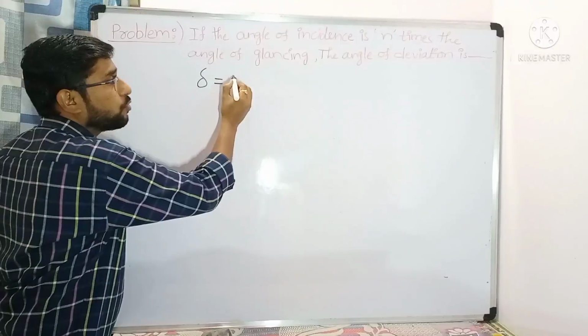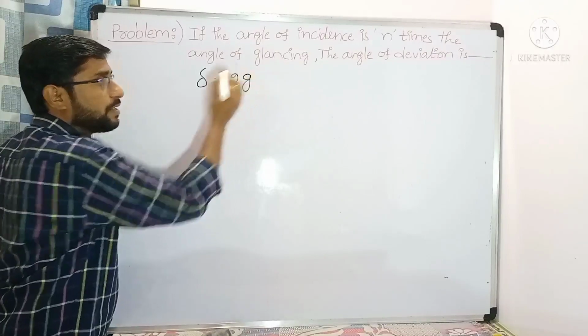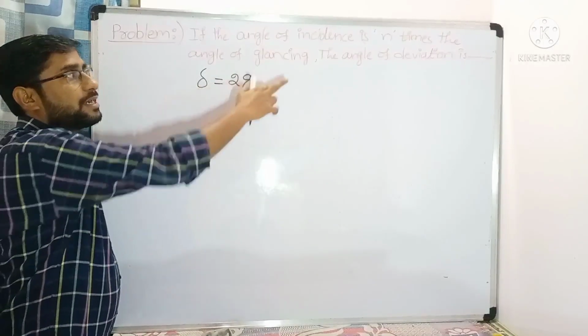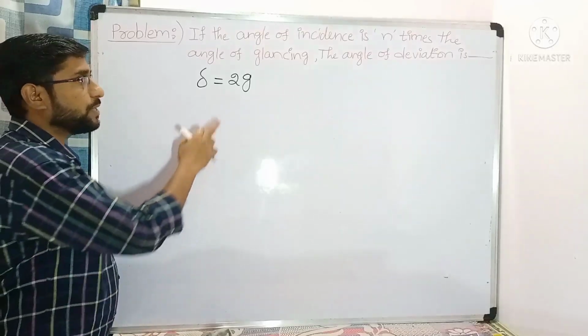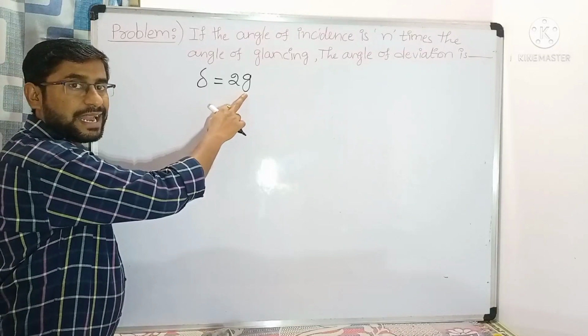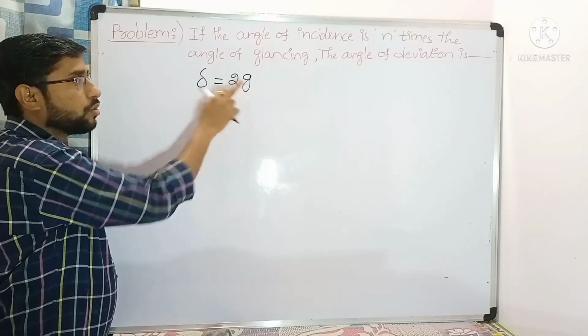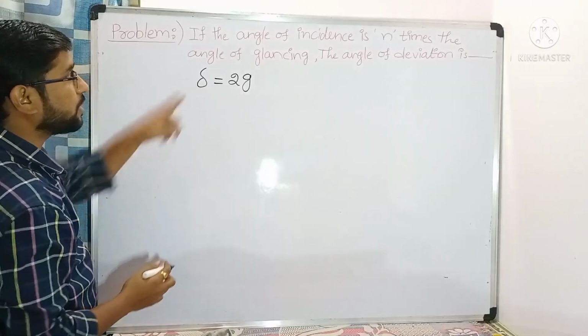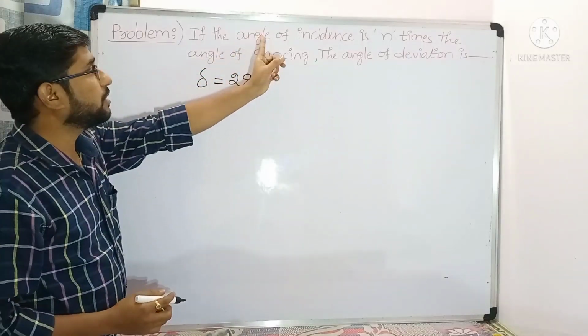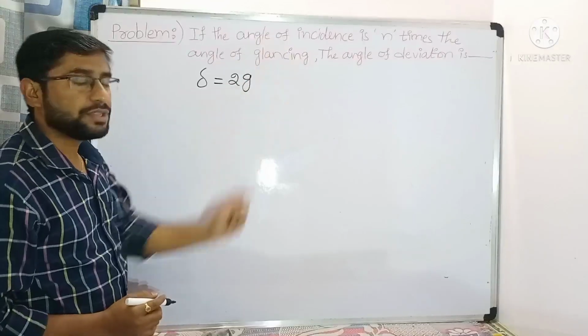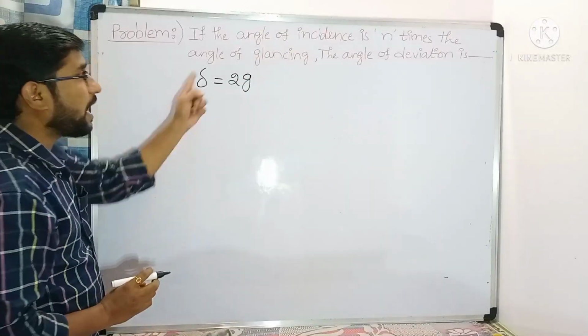So delta is equal to 2 times the glancing angle. This is the formula to calculate the angle of deviation. So that means here we have to calculate the glancing angle and substitute. How to calculate the glancing angle? See, here one hint is given in the question, that is, the angle of incidence is n times the glancing angle.